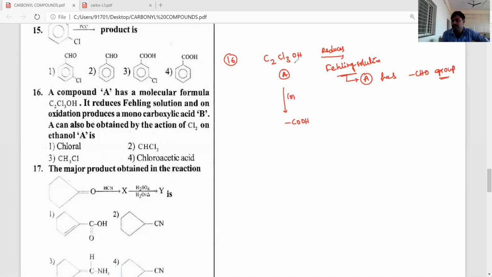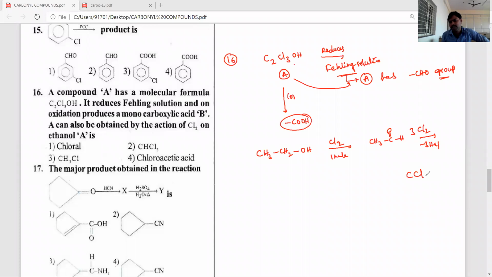Means how can we say, dear students, on oxidation it gives acid, so A has an aldehyde functional group. Based on this reaction also, A has an aldehyde functional group we can say, and A is formed by the oxidation of ethanol, CH3CH2OH. Ethanol on oxidation with chlorine, first one mole is forming CH3, C double bond OH, acetaldehyde. It is again oxidized with chlorine in the presence of 3 moles, with loss of 3 HCl, converted into CCl3, C double bond OH, which is A. What is this name? Chloral. So the A is chloral.